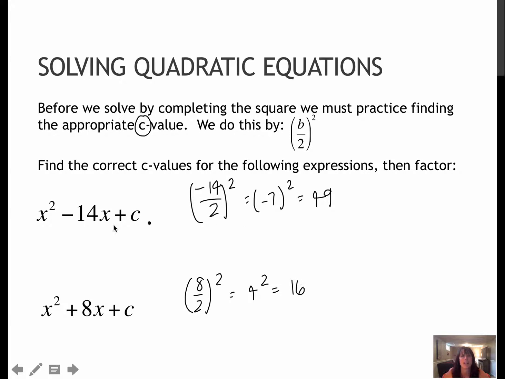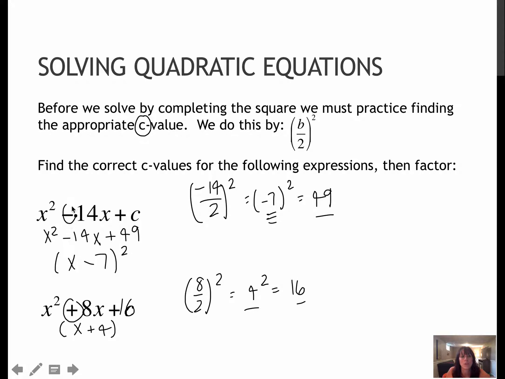Now what's going to happen next is we are then going to rewrite this as x squared minus 14x plus 49. And this c value that we find actually makes this a perfect square, and a perfect square can be written as the square root of the first term and the square root of the second term, which is whatever is in here, so (x minus 7) squared. So that's why we're finding that c value. Again, this would be a 16 here instead of a c, and that would factor into (x plus 4) because it was a positive 4 and this was positive. So notice these are the same signs, and then squared.